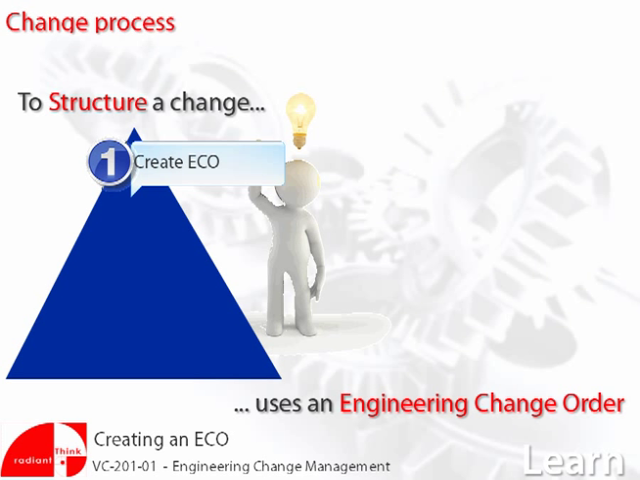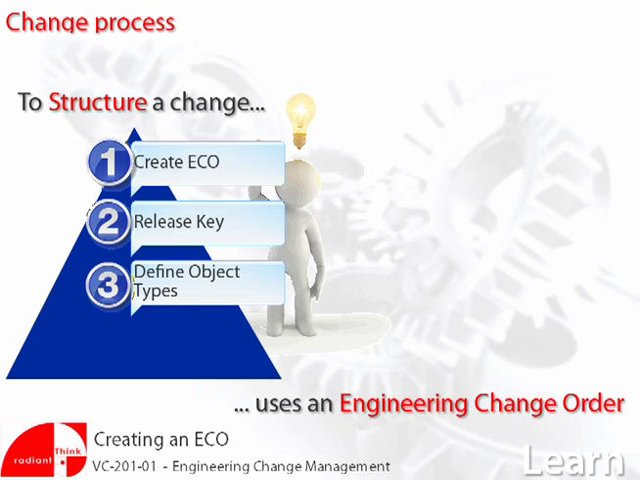As part of that, in step 2, we can choose to use a release key. This allows us to activate when the change is active by a functional area such as costing or planning. This only applies to certain objects like BOMs, routings and classification data, and the use of a release key is optional. Under step 3, we define the object types.